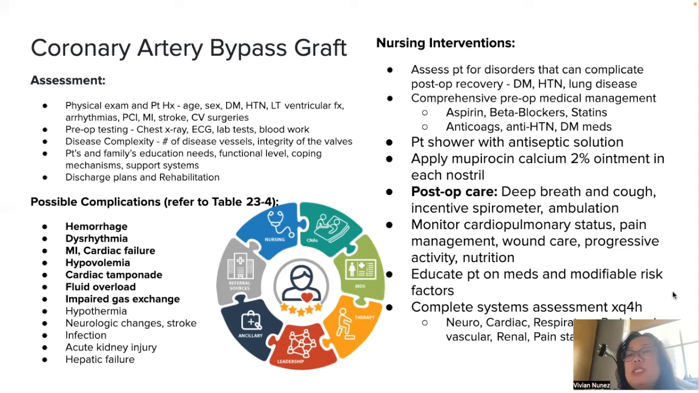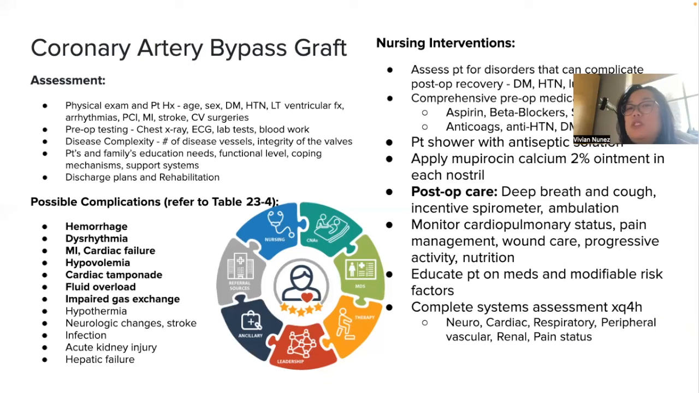We'll be running a bunch of tests too, like chest x-ray, ECG, lab tests, and blood work, just to rule out any abnormalities or things to take into consideration, along with checking the integrity of the valves and vessels. We'll also be looking into the patient's and the family's educational needs, see what coping mechanisms are successful, along with support systems, which will be taken into consideration for their discharge plans and rehabilitation.